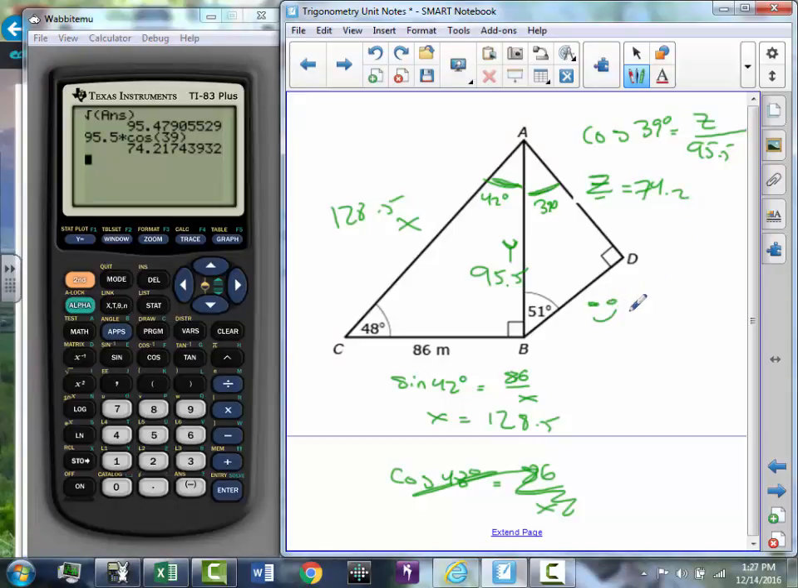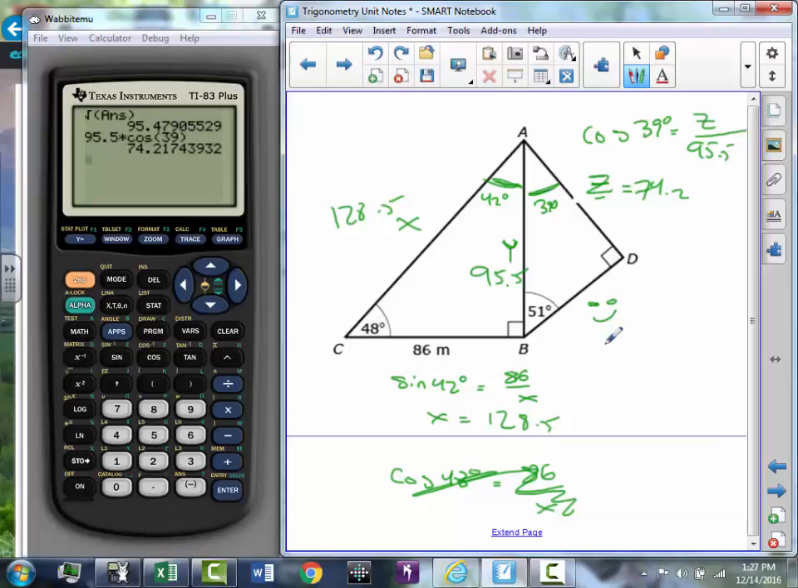Last side, this little side over here, smiley face, pick a letter. I already used X over here. You used X twice, I guess, but that gets confusing. X2. Yeah, that's a good point. That would be a bad idea.